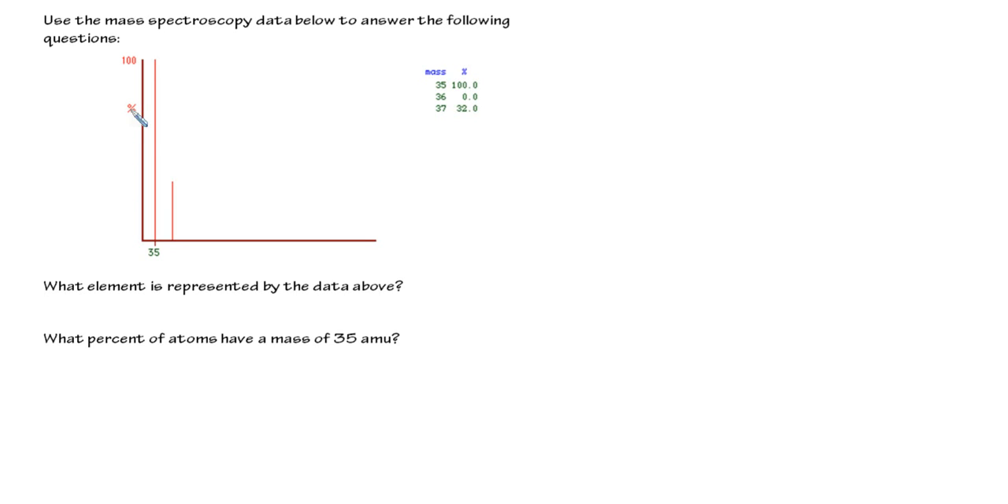The AP test has been using graphs like this recently, and what they're doing is taking the most abundant isotope and setting it at 100. And then the other ones are all kind of relative.